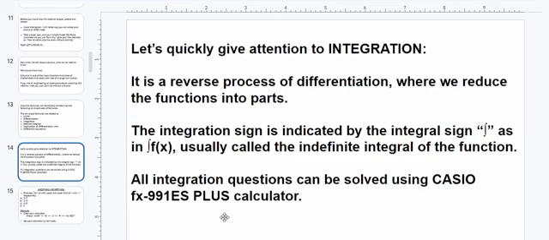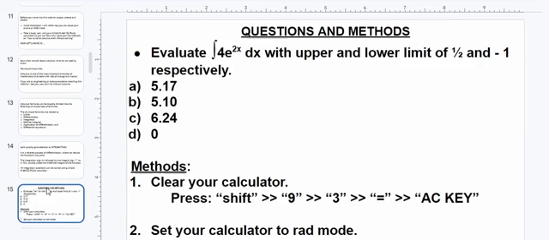Let's quickly look at a question and the method of solving it. Here is the question: evaluate the integral of 4 exponential raised to the power of 2x dx, with upper limit 1/2 and lower limit -1 respectively. In this kind of question, they gave us upper and lower limits, the upper limit is supposed to be here and the lower limit here. The question can come in this form and they just want to confuse you, but it can actually be done within a matter of seconds.